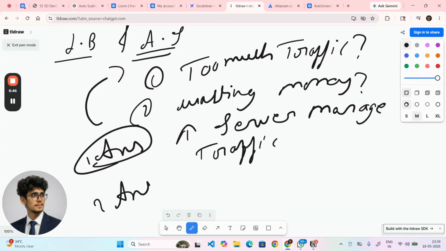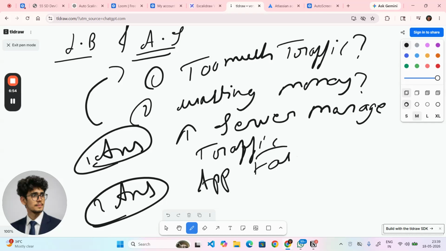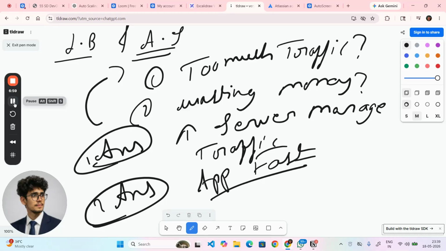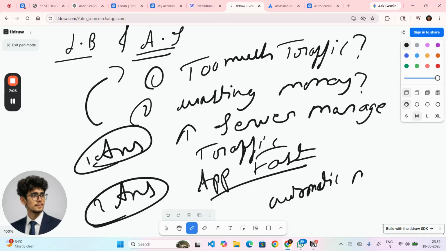The second one is very simple: wasting money. If our application is going to be fast, automatically money will be saved.